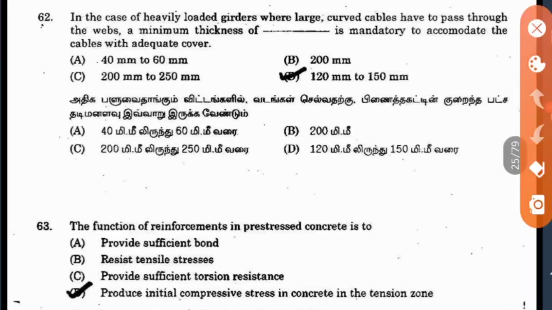63. The function of reinforcements in pre-stressed concrete is to what? So reinforcement itself is for providing the compressive stress only. So only one option is there. In detail it is given as initial compressive stress in concrete in the tension zone.